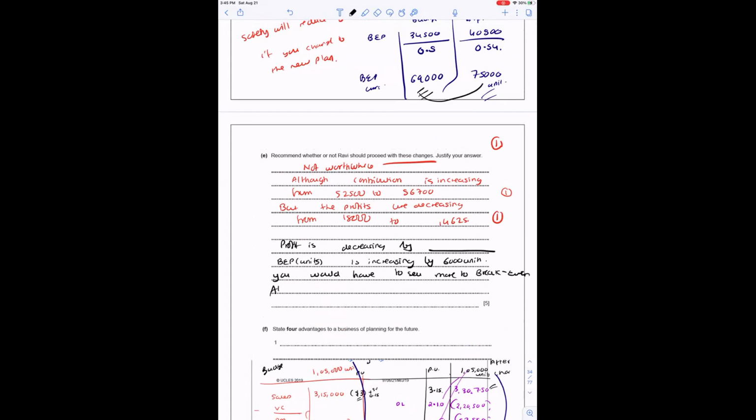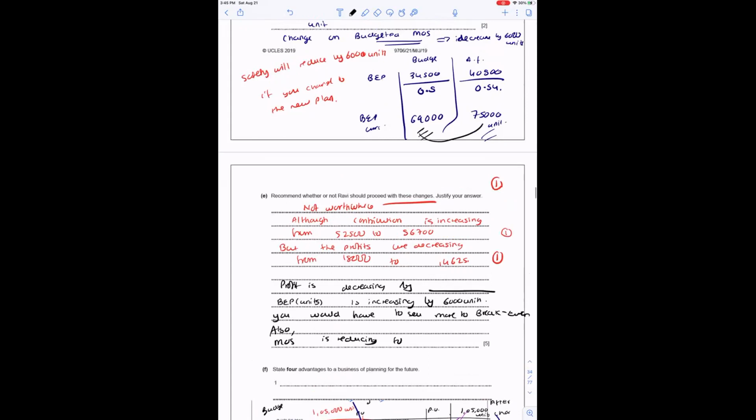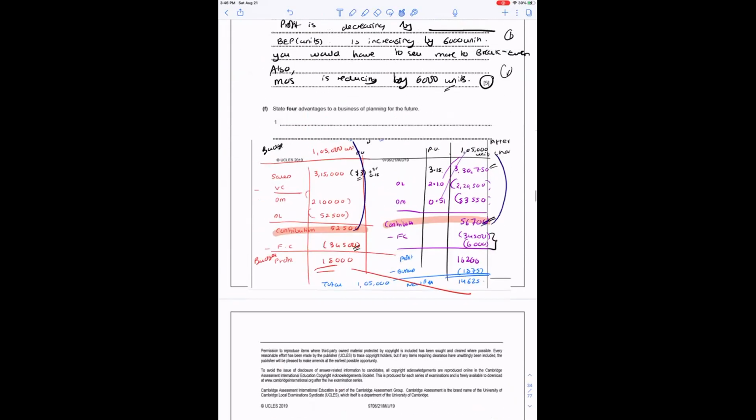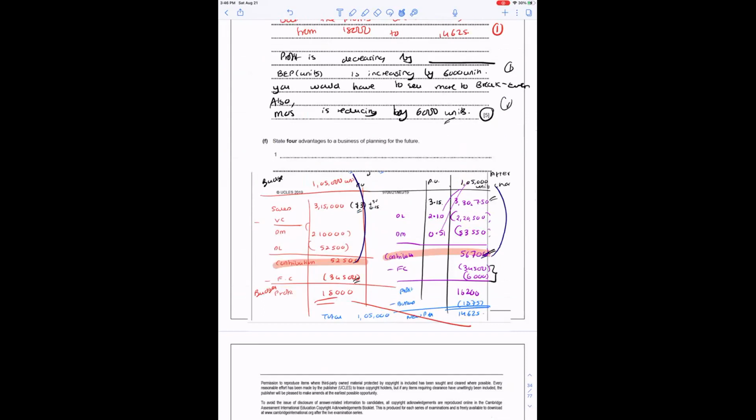Also, margin of safety is reducing. By how many units? Margin of safety is reducing by 6,000 units. So it is not worthwhile to move to this project. You should give 5 validated points and you would get 5 marks. Okay. What is the next question? You can use the information in the above figure.